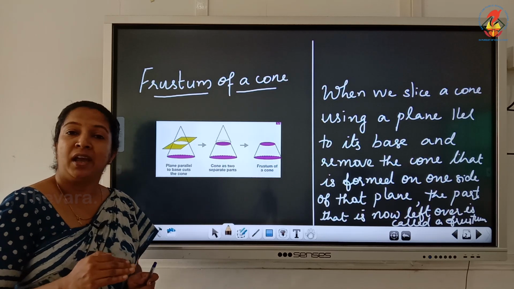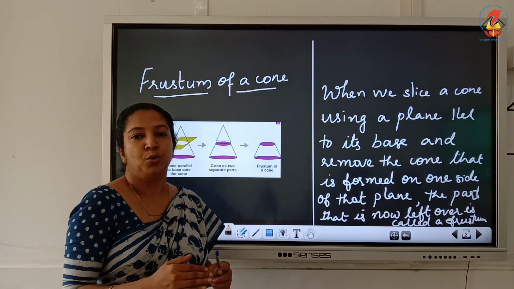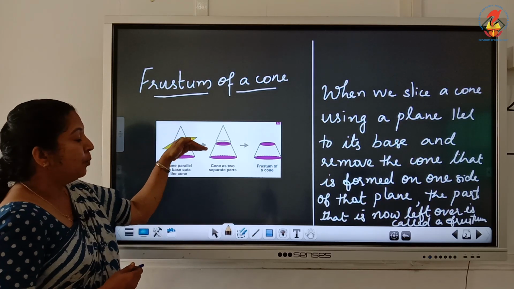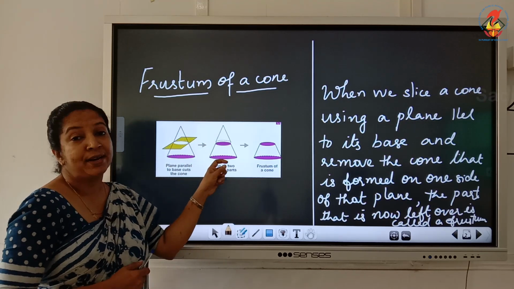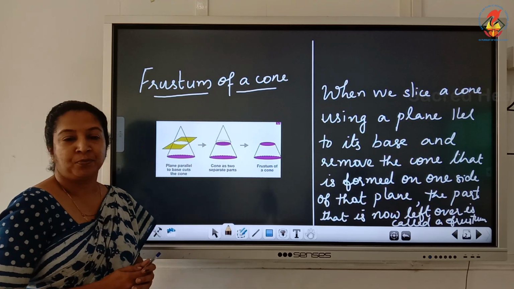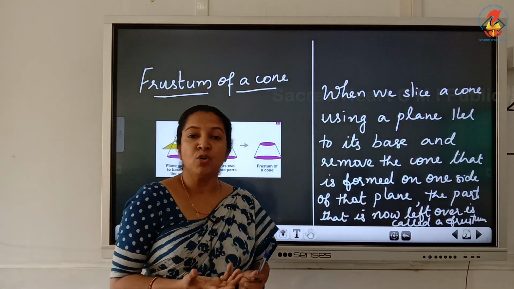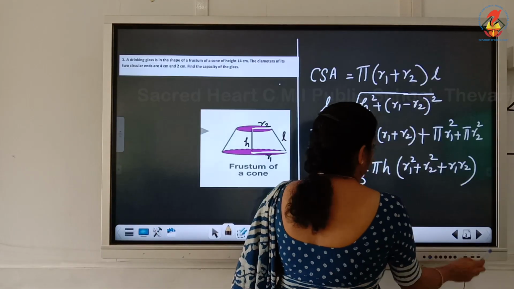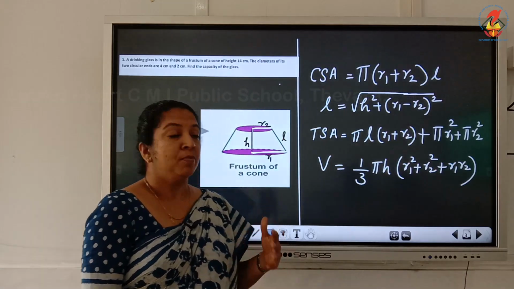What's a frustum of a cone? When we have a plane parallel to the base of a cone and it is cutting into two parts, one part is clearly a cone, other part is known as the frustum of a cone. So what we have to learn is clearly the volume, CSA, TSA. So we have to learn the formulas by heart.